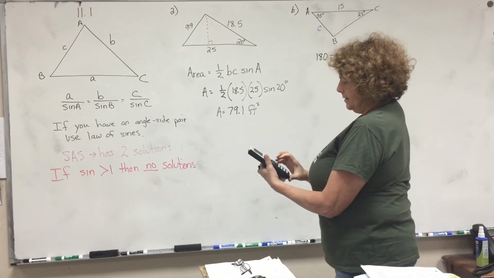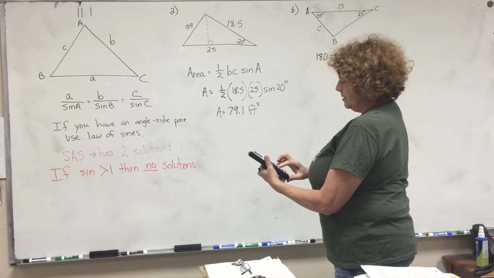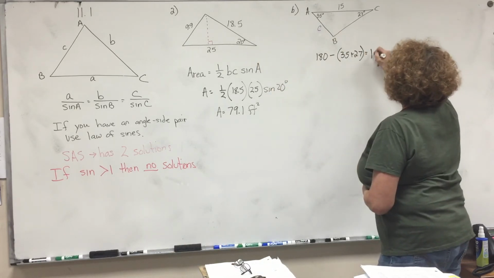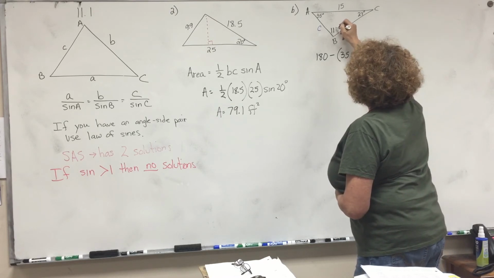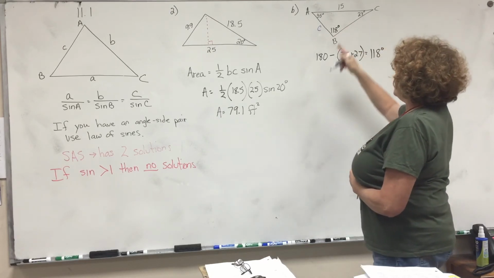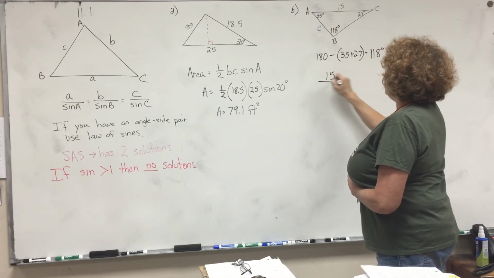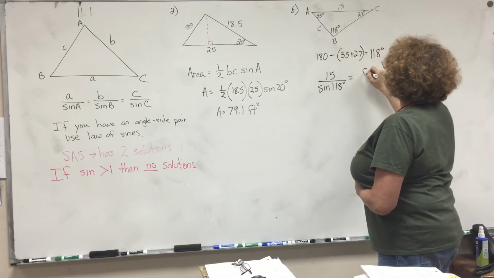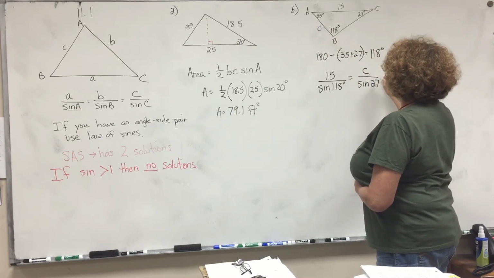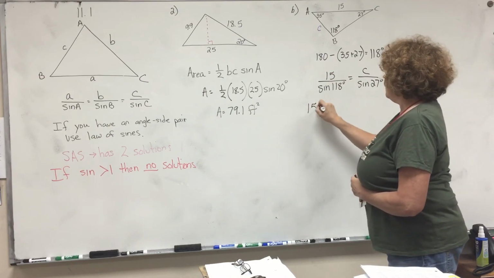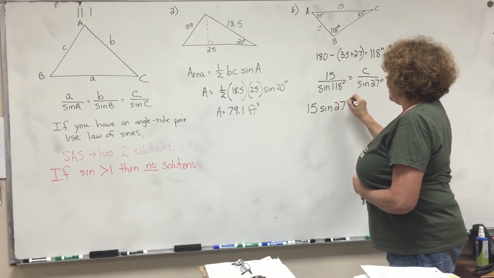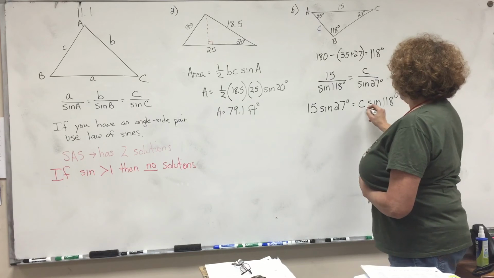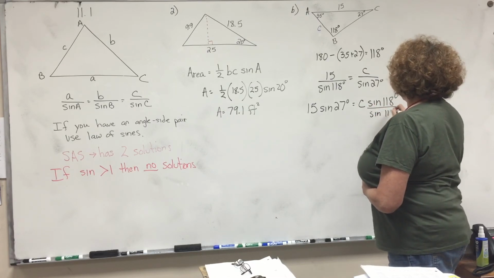180 minus 35 plus 27, and you get 118. So this is 118 degrees. Now we can just say 15 over the sine of 118 equals c over the sine of 27. We cross multiply and have 15 times the sine of 27 equals c times the sine of 118. So we can just divide both sides by the sine of 118.